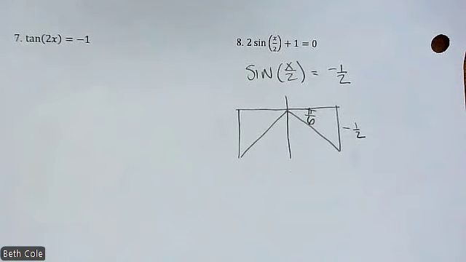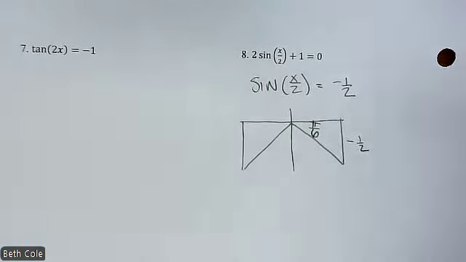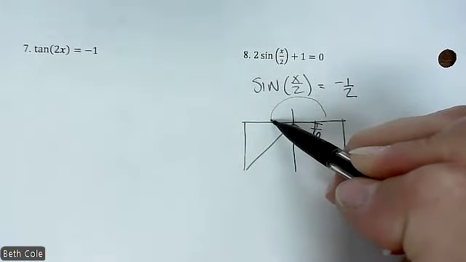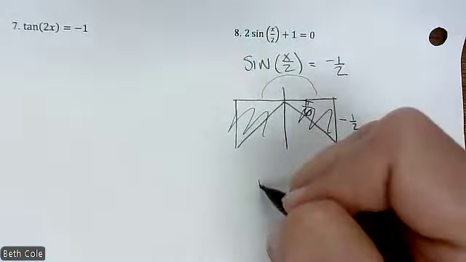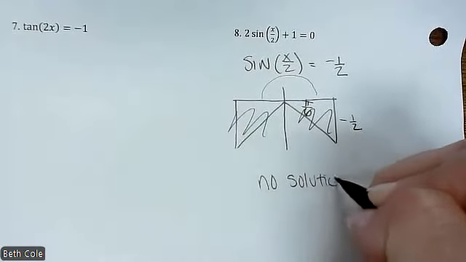How many times are we going around the circle? Halfway. Now look, if you only go halfway, you get nothing because you don't make it there. And so no solution.